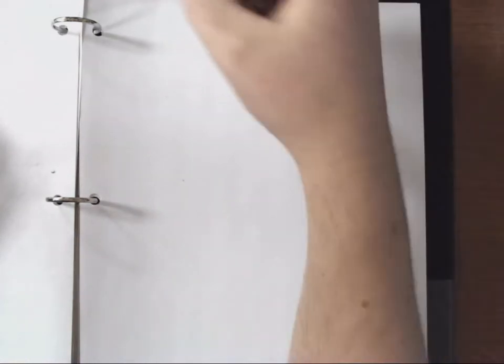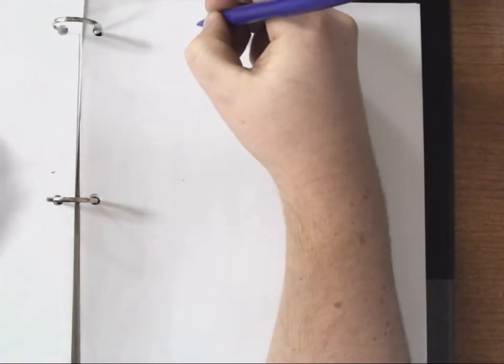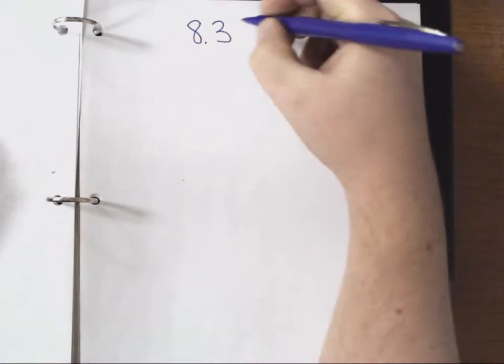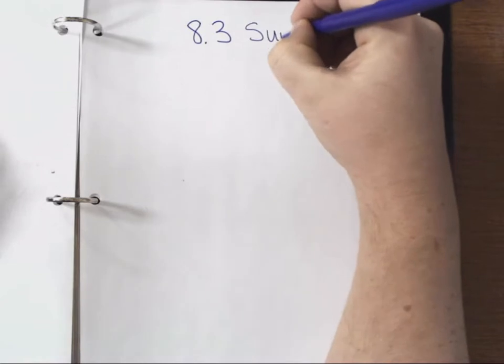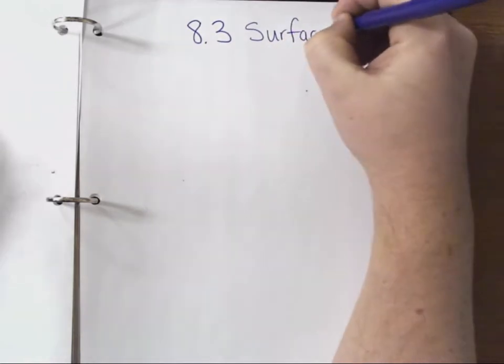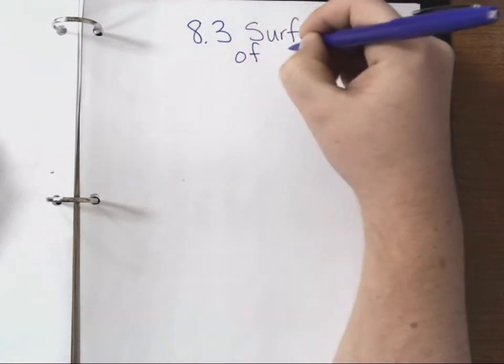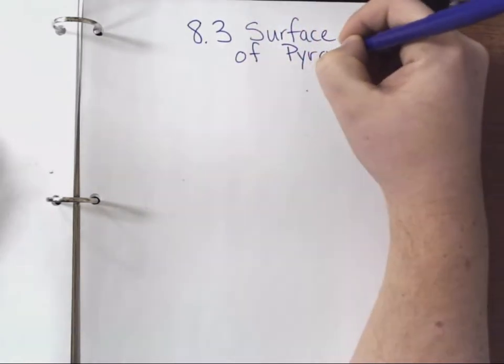Today we're going to talk about finding the surface area of pyramids. This section of our chapter is going to be 8.3, surface area of pyramids.